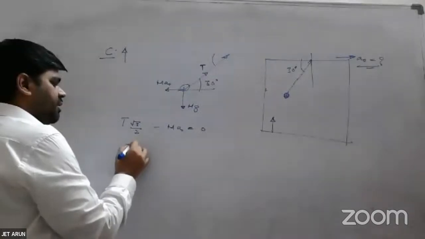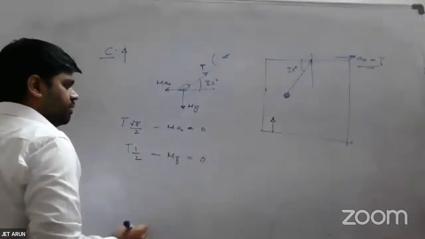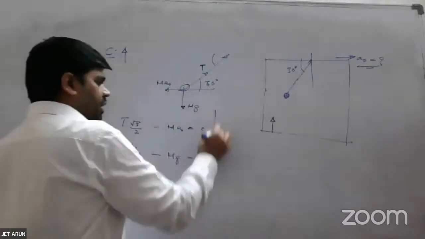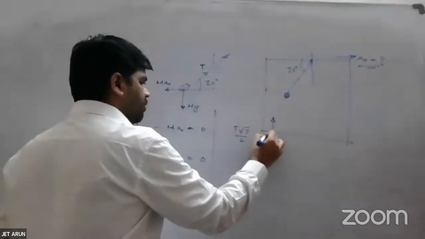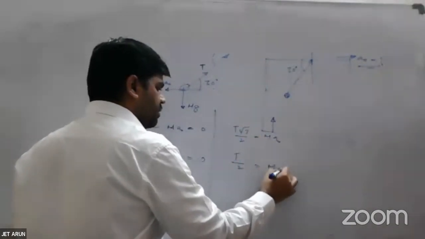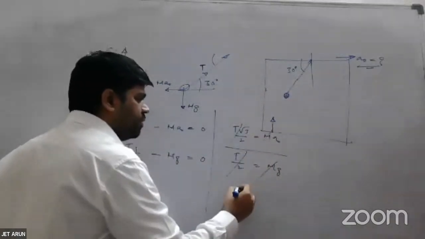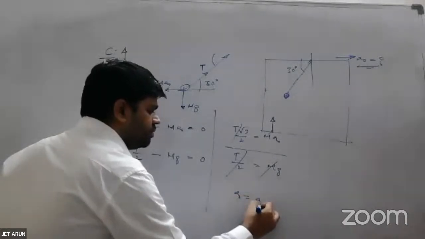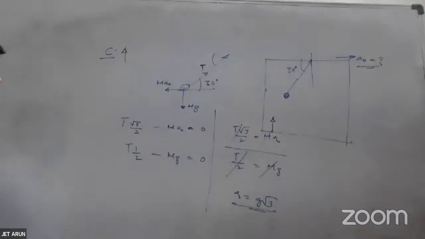Now if I write vertically, T sin 30 minus mg equal to 0. So I'll have T root 3 by 2 equal to m a naught, T by 2 equal to mg. I divide these two, T by 2 gets cancelled out, m gets cancelled out, a naught is equal to g root 3. Yes, sir. All right.